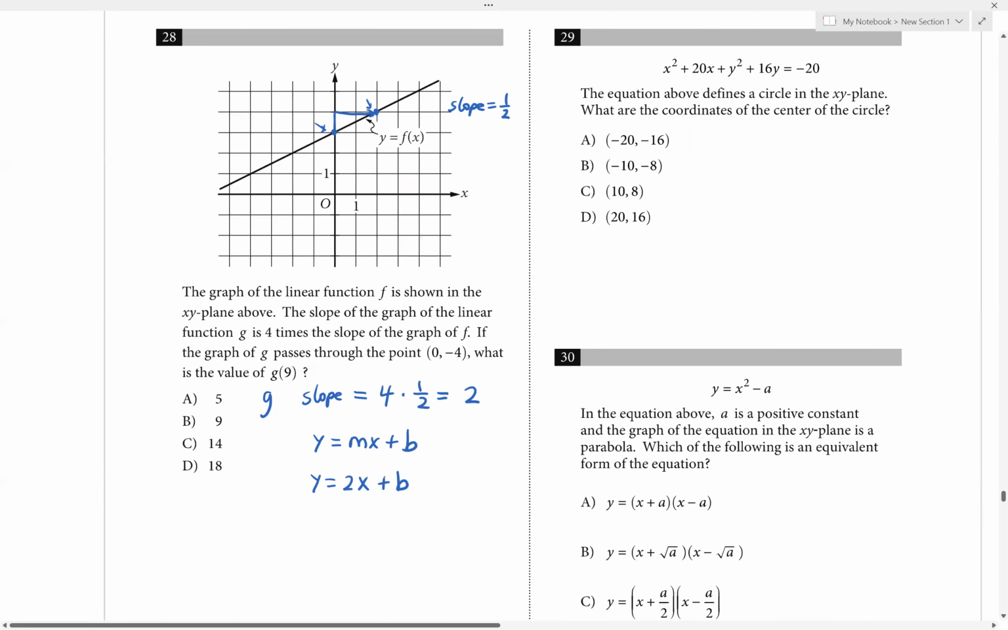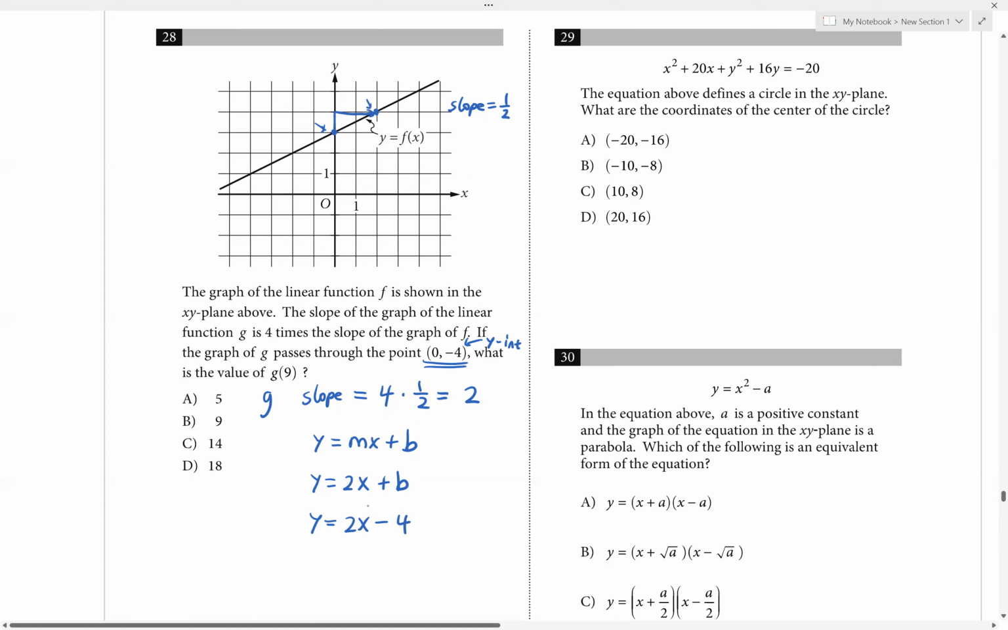Do we have the y-intercept for the g function? Well, we actually do, because they said the graph of g passes through the point (0, -4). That's right on the y-axis, because the x value is 0 and y is -4. So it's actually the y-intercept. Plugging it into the equation, it'll be 2x - 4, so the b value is just -4.